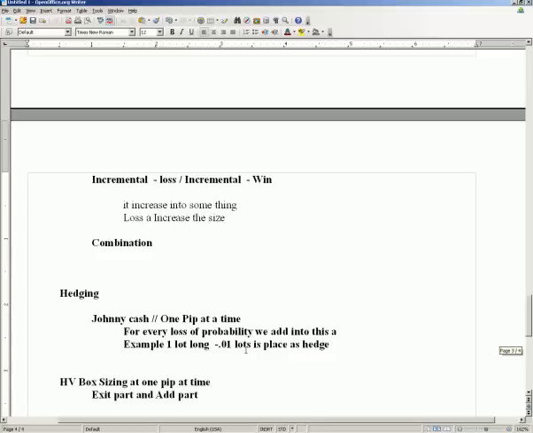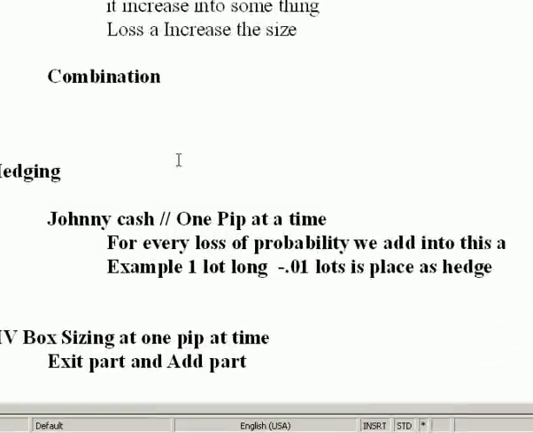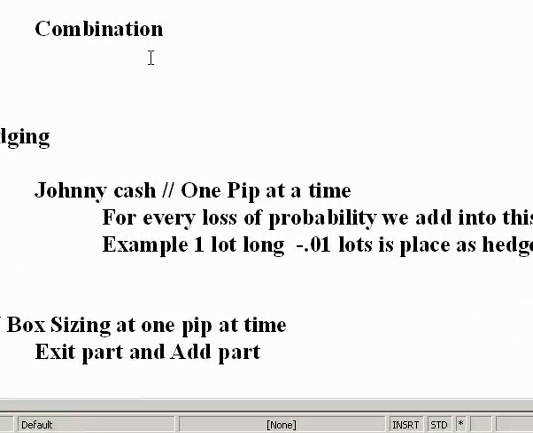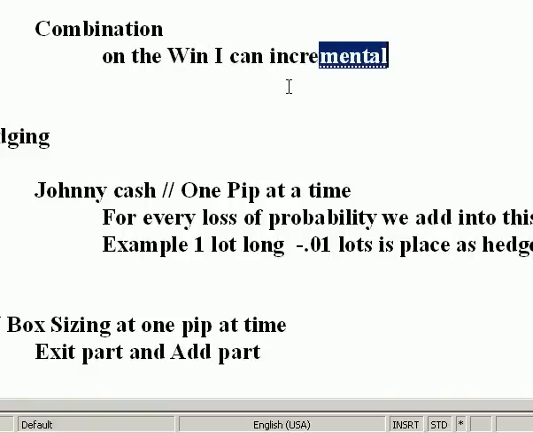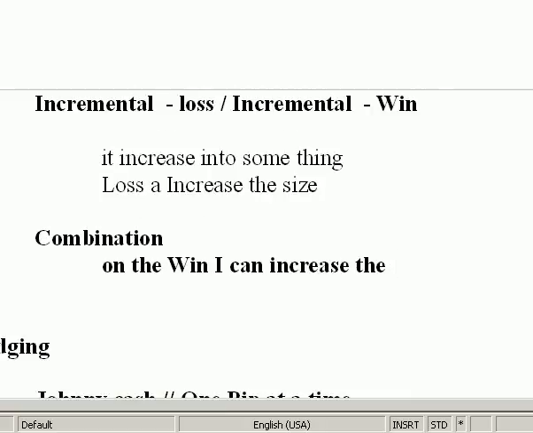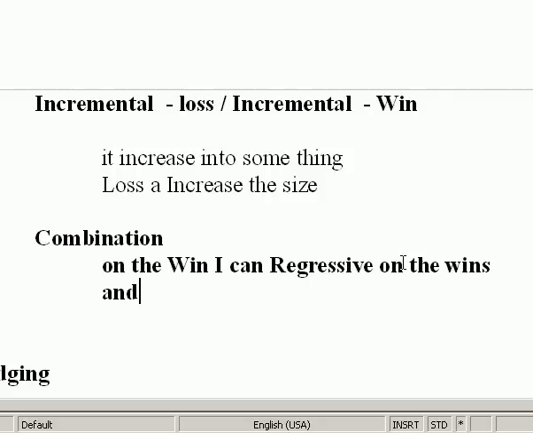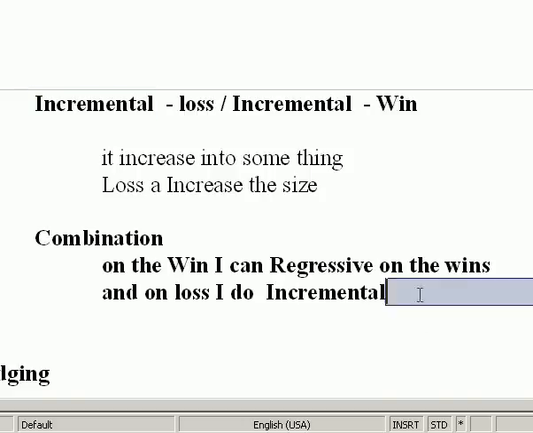Now, there's a combination of these that I could take, which would involve hedging. Let's do the combination first. On the wins, I can do regressive sizing. Every time I win, I drop the size. And on loss, I do incremental sizing. Okay, so that would be a combination.